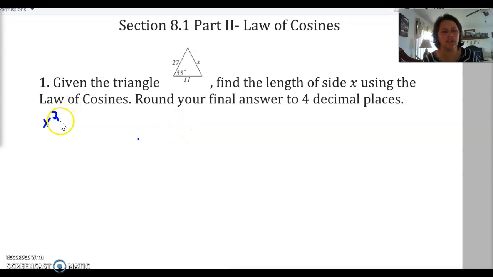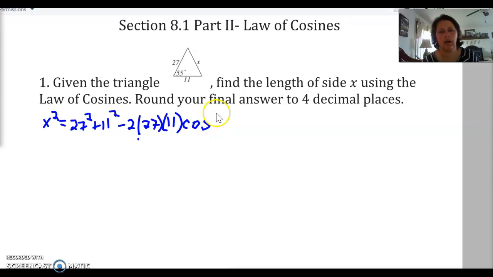So I'm going to start off with x squared, and then that equals the other two sides squared, doesn't matter the order, minus 2 times those other two sides that we just wrote down, times cosine of the angle opposite of the first side that we started with, in this case 55 degrees.